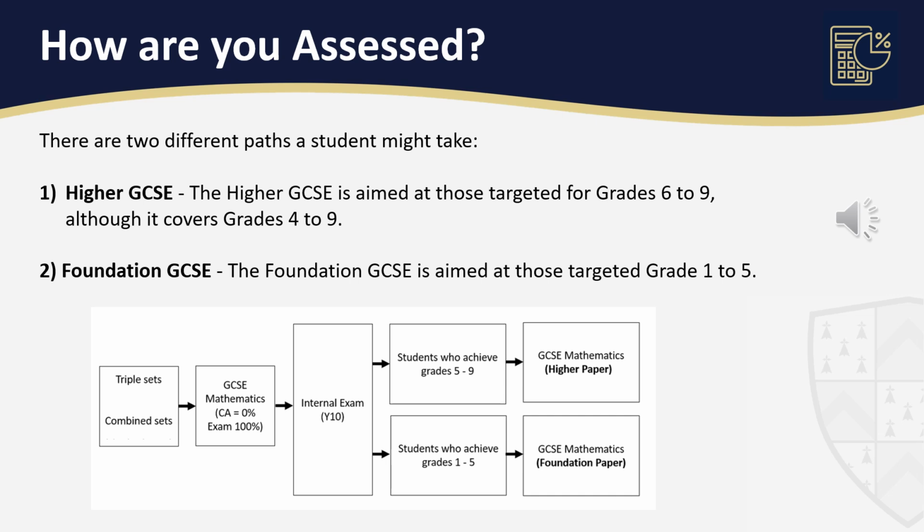There are 2 different paths a student might take when studying GCSE Mathematics. Students might take the higher GCSE. The higher GCSE is aimed at those targeted for grades 6 to 9, although it does cover grades from 4 to 9. Or students might take the foundation GCSE. The foundation GCSE is aimed at those students targeted at grades 1 to 5. There are some questions that do cross over on both the higher and foundation papers.